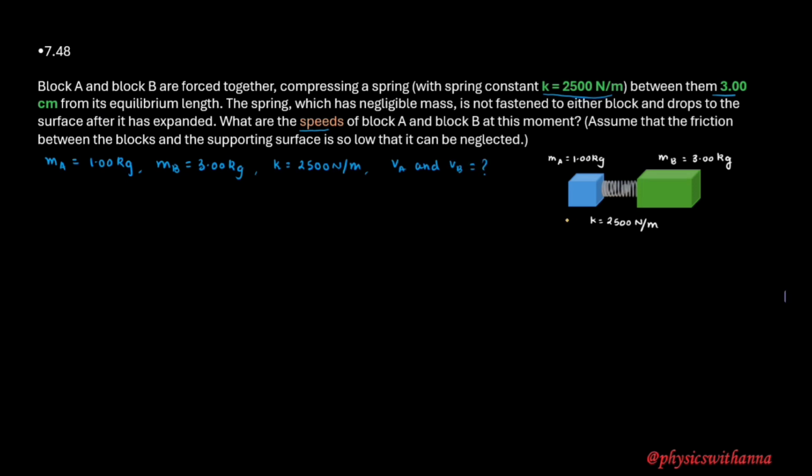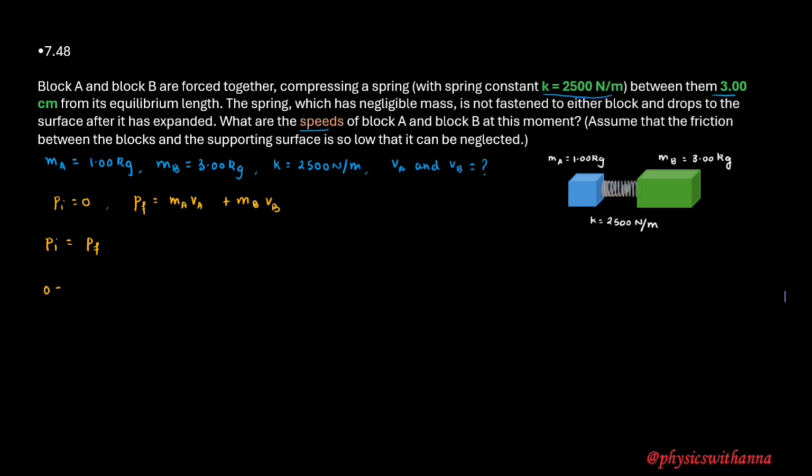Initially, both blocks are at rest. And if they are at rest, their initial momentum, Pi, is equal to 0. When they are released, the final momentum Pf will be the sum of momentum due to block A and block B, which we can write as Ma times Va plus Mb times Vb. Now we know from the law of conservation of momentum, momentum before and after collision is conserved. That means initial momentum Pi must be equal to the final momentum.